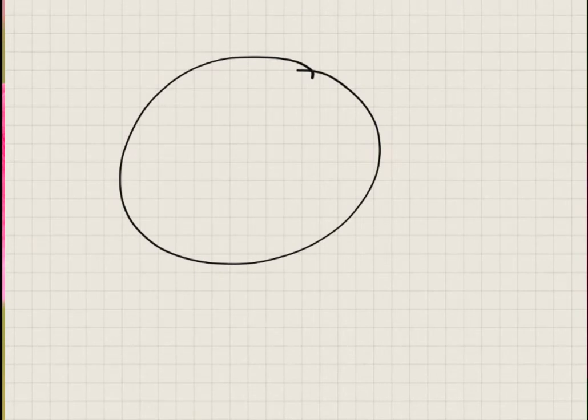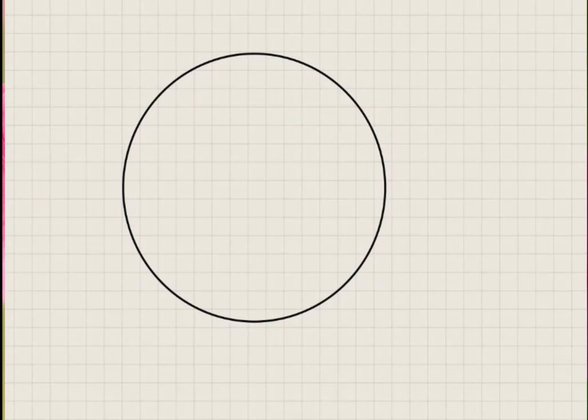Wait, I think you have a sphere. That's more of an oval. Use your autocorrect thing. What do you mean? Oh, wow.